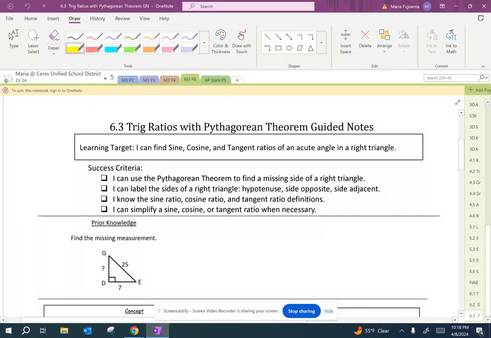Hello guys, today we're going to be going over lesson 3, the trig ratios with the Pythagorean theorem. So our learning target is you should be able to find the sine, cosine, and tangent ratios of an acute angle in a right triangle.